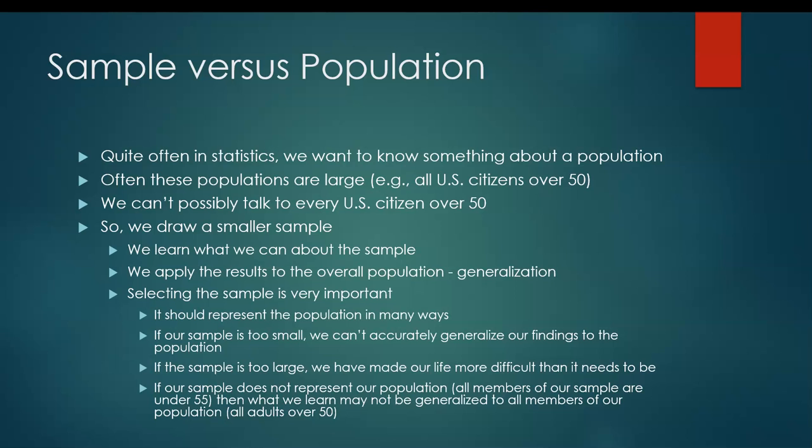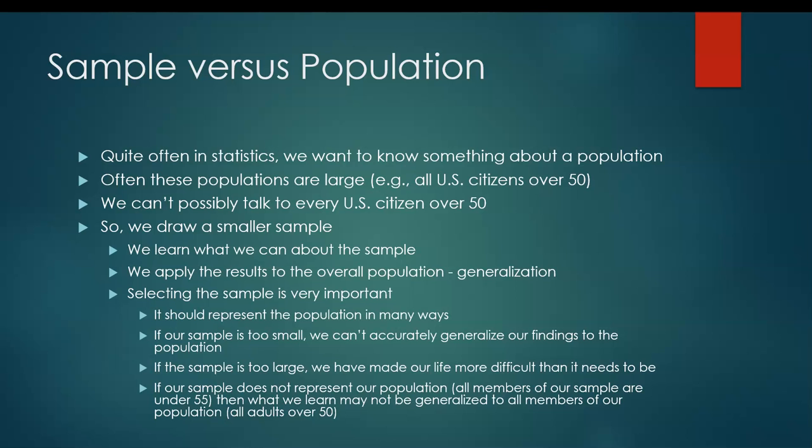We conduct our statistics, we conduct our research on our sample, and then we generalize those results to the larger population. And basically what we're doing is we're inferring that what we learned about the sample applies to the larger population. Now, that works out pretty well if things are set up correctly, but there's a lot of ways that can go wrong. And we'll talk about that in the inferential presentation or session that will follow this one.